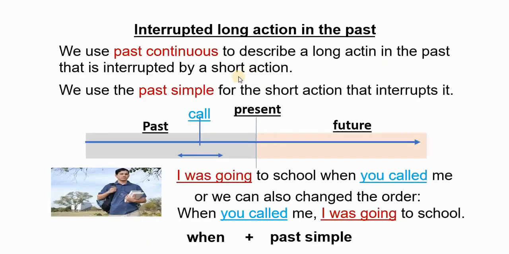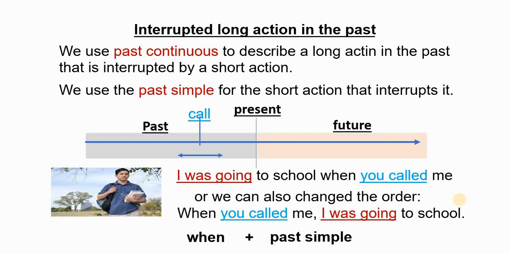Next, we also use the past continuous to describe a long action in the past that is interrupted by a short action. And we use the past simple for the short action that interrupts it. Alright? Example. Here is the same example from the beginning of this lesson. Remember? I was going to school when you called me.